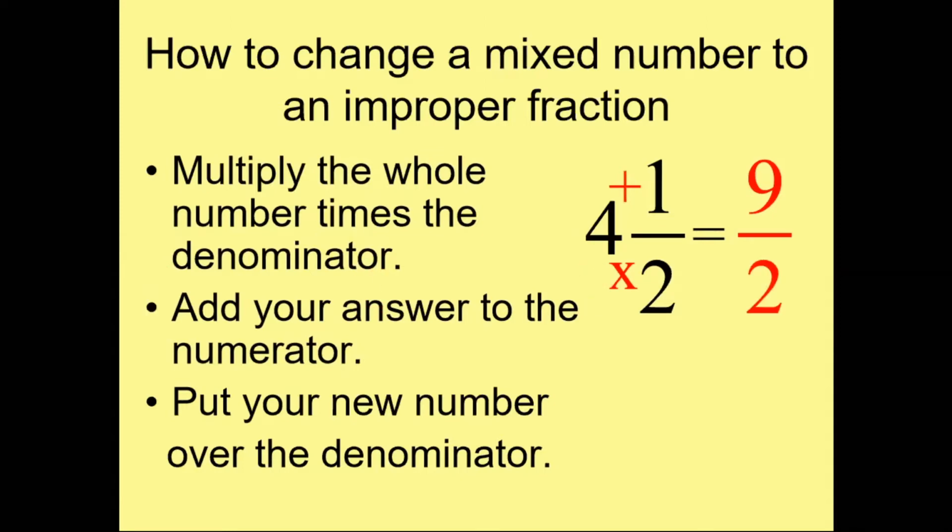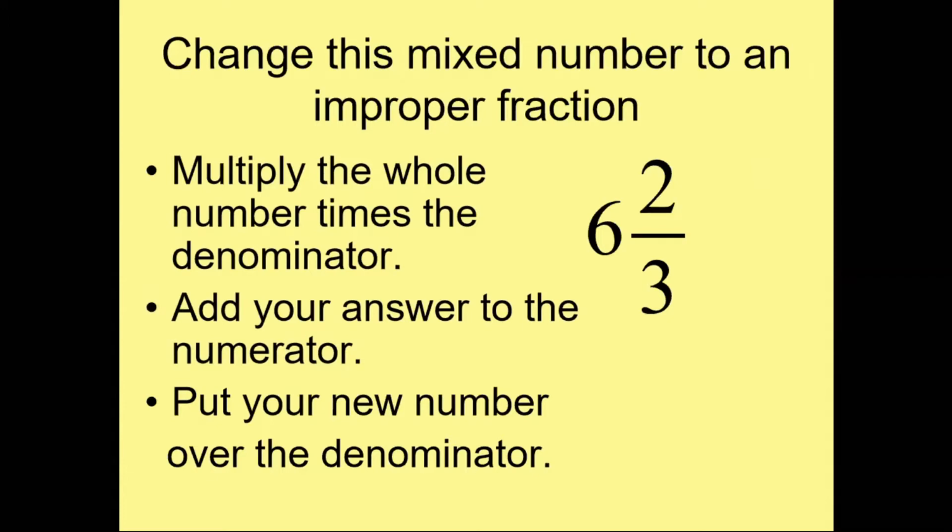Right, next, another thing. 6 and 2/3. So 6 times 3 is 18, plus 2, it is 20 over 3. Okay, another one, 3 and 2/5. 3 times 5 plus 2, so we have 15 plus 2 is 17 over 5. Next, 4 times 4, then plus 3, we have 16 plus 3, 19 over 4.